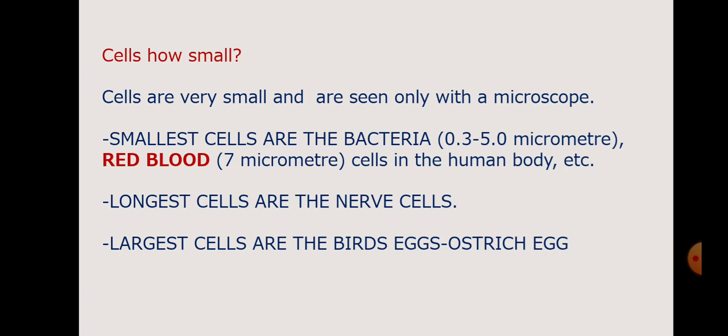So coming to the size of the cell. Cells are very small and are seen only with the help of a microscope. Note these points here. Smallest cells are the bacterial cells, children, 0.3 to 5 micrometers. And in human beings, it is red blood cells, 7 micrometers. Longest cells are the nerve cells. Largest cells are the bird's eggs. They are nothing but the ostrich egg. That is the largest cell.